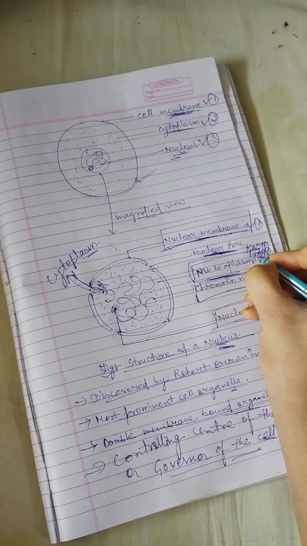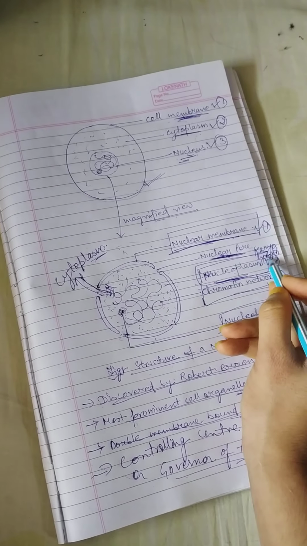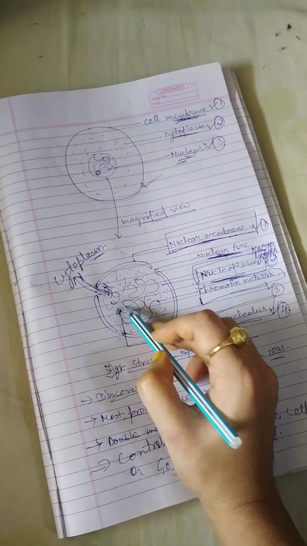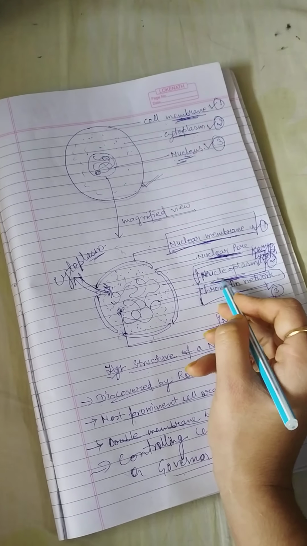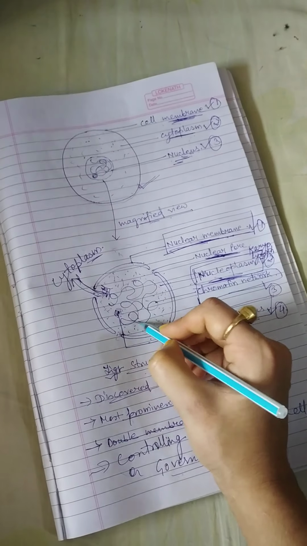Karyo means nucleus, lymph means the liquid which is present inside the nucleus. So the other name of nucleoplasm is karyolymph. The nuclear membrane encloses a jelly-like dense substance which is known as nucleoplasm. Now nucleoplasm encloses two important structures within it.